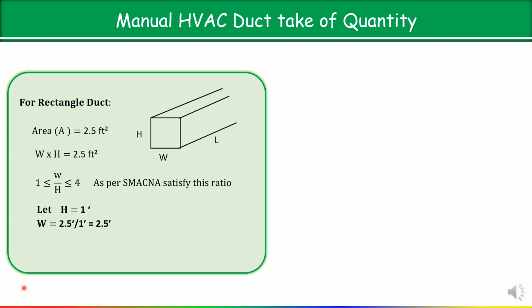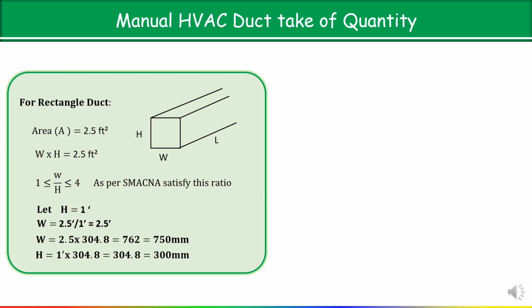Now you can also convert this feet into millimeters. All of you know, to convert feet to millimeters we have a conversion factor: 1 feet is equal to 304.8 mm. I multiplied by this value, so we get 762, near about 750 mm width, and height 300 mm. In this way we have to calculate the duct width and height for a rectangle duct.